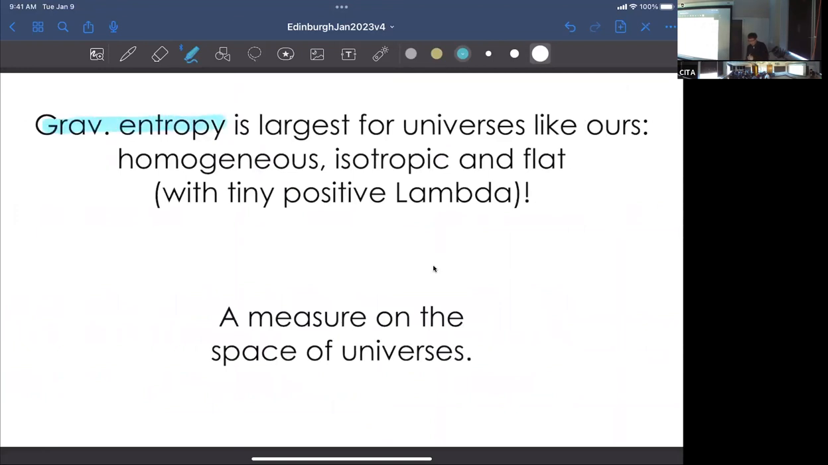In summary, the gravitational entropy strikingly turns out to be largest for universes a lot like ours that are homogeneous, isotropic, and spatially flat, with a tiny positive cosmological constant. And so it seems to suggest that maybe this gravitational entropy is giving a new measure on the space of universes, and maybe a new explanation for why our universe is homogeneous, isotropic, and spatially flat, and maybe with a tiny positive cosmological constant. Although that last part, I want to emphasize, is not a great explanation yet because we don't observe zero, which is strictly speaking where this entropy formula is maximized.